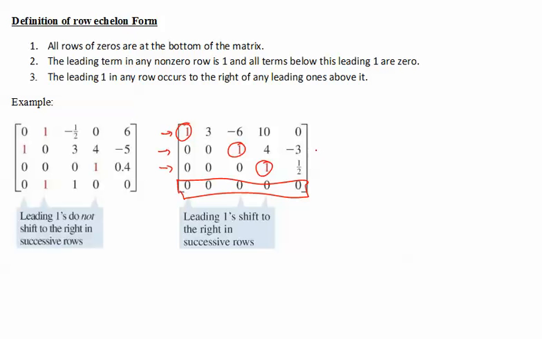That means if there is a 1 here and a 1 here, they have to be always to the right. So for example, this matrix here, the leading ones do not shift to the right in successive rows, so this is not in row echelon form, but this one here is in row echelon form.